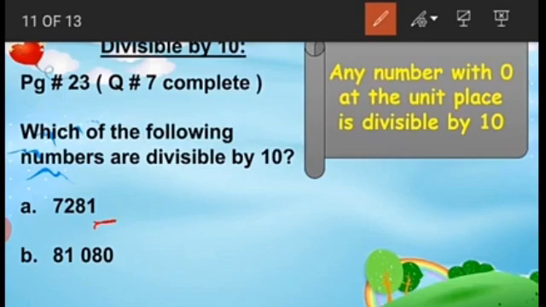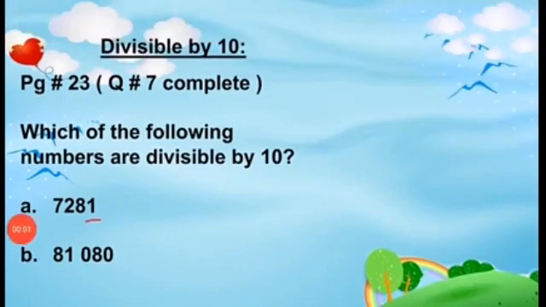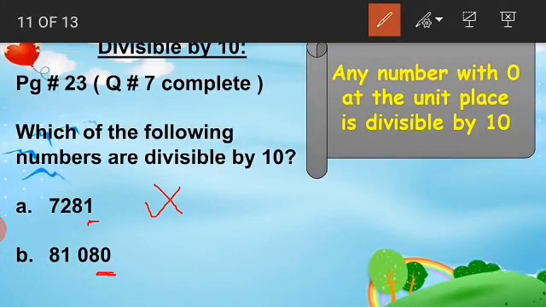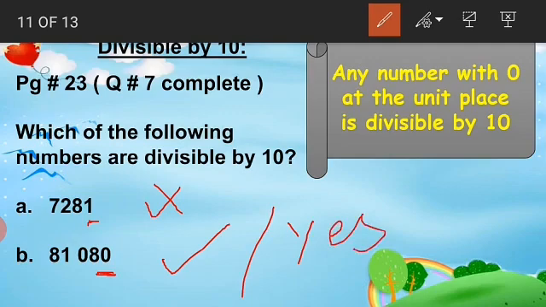As in part A, the units place is 1. So it is not divisible by 10. Part B, here the units place is 0. So it is according to our definition of divisible by 10. So it is divisible by 10. You can also write a yes here. Clear, students?